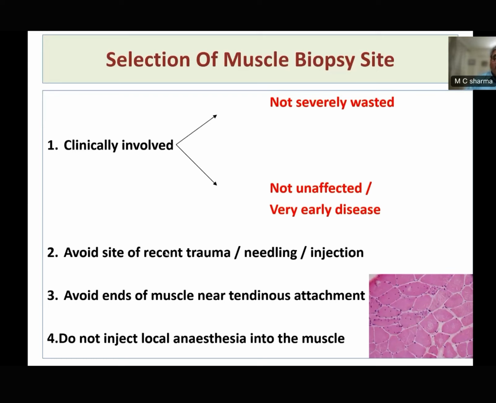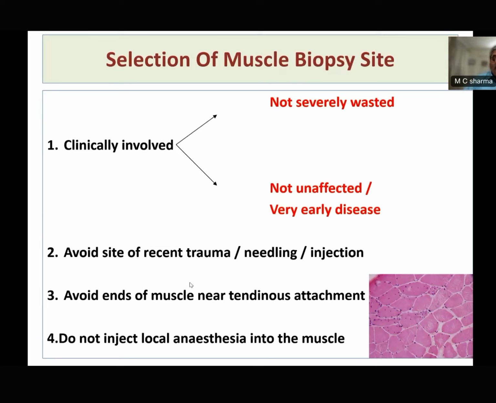One should avoid the site of trauma, needling, injection. For example, before muscle biopsy, people are doing EMG studies, so they put the needle. Some people recommend that in a right-handed person, the EMG should be done on the right side and the muscle biopsy on the left side, because it is painful and maybe more disturbing for a right-handed person. Injection sites should sometimes be avoided.